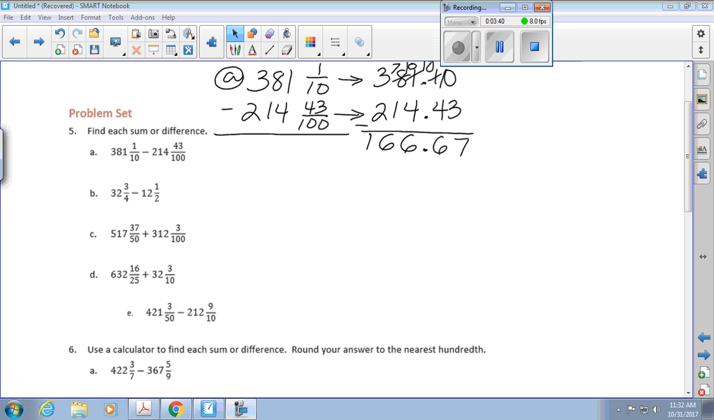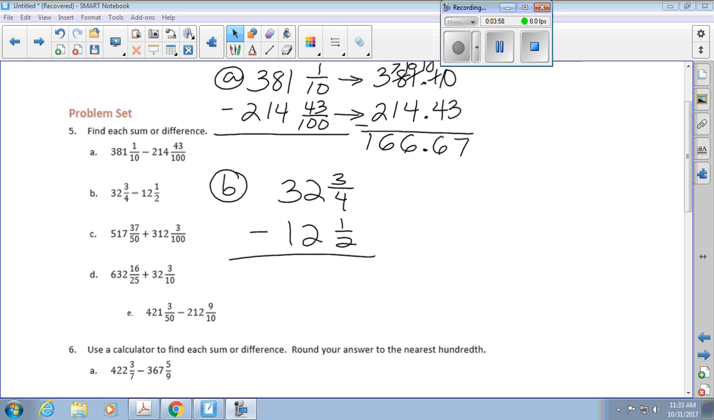Okay, we're going to try a different example that's maybe a little more challenging. So let's try B. So everybody, let's stack this problem in a vertical format here. So we have 32 and 3/4 minus 12 and 1/2. Right? We are going to make these compatible with the denominators that have decimal places. All right? So we are looking to change that denominator of 4 into a 10, a 100, a 1000, etc., a power of 10. All right? So we're going to do that with 1/2 as well.